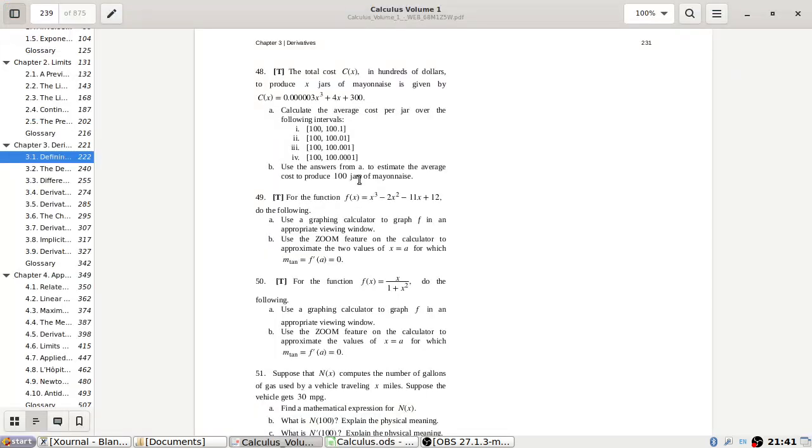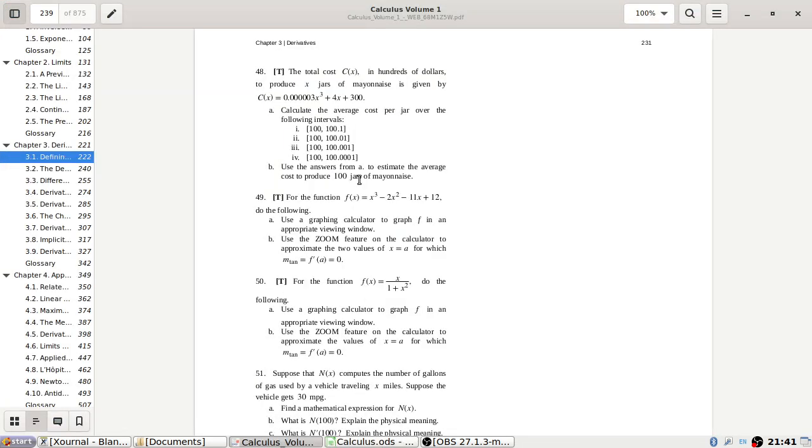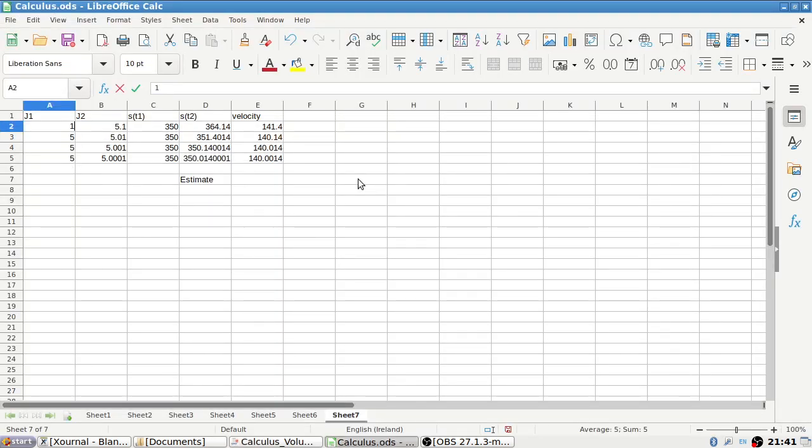So, this is a jar quantity 1, jars 2. Oh, it's kind of weird because you can't really produce less than 1 jar. Yeah, I'm not too keen on it. Okay.